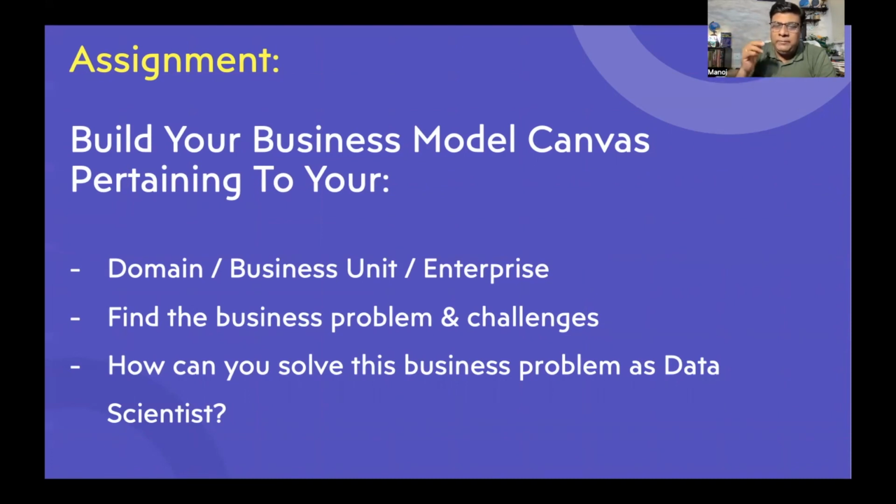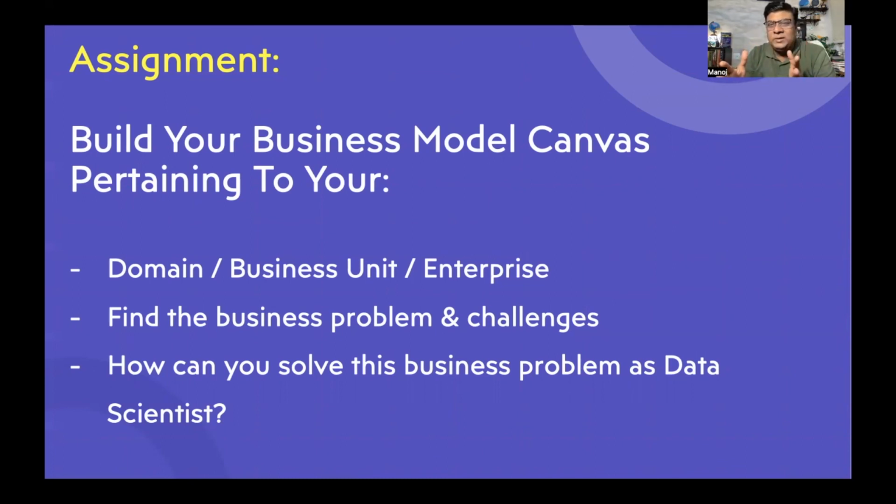After that, find the business problem and challenges. First of all, you create the business model canvas. The second slide would be to find out the business problem. While doing the research, you will also be able to figure out what business problems and challenges this organization is facing. And then, how can you, as a data scientist, solve the business problem? That is the more critical aspect. So bring those things; that is your assignment. Complete this assignment, upload it into the LMS, and provide your comment.